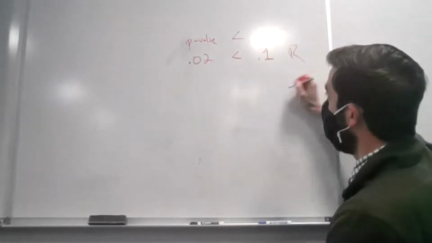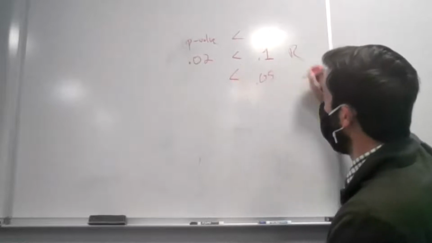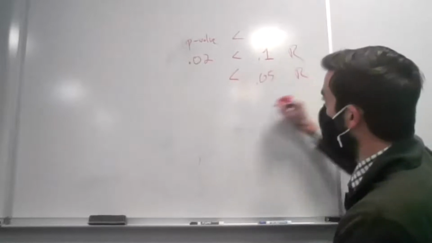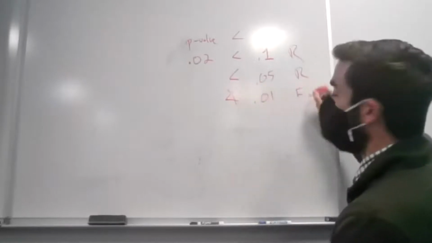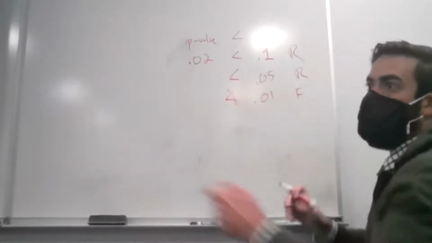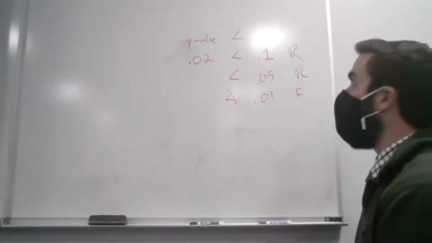Yep, so I reject. Is it less than 0.05? Yeah, so I can reject. Is it less than 0.01? So I failed to reject, right? So it's kind of like the problem that you're referencing. The p-value would be around that.